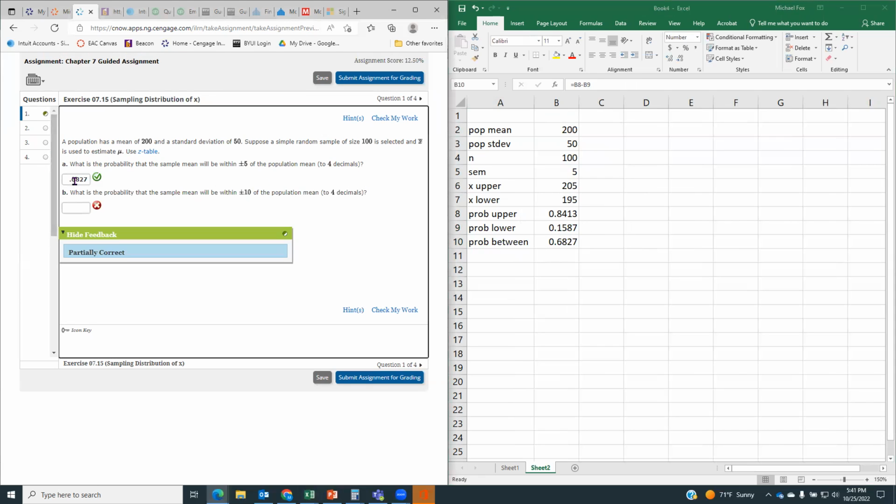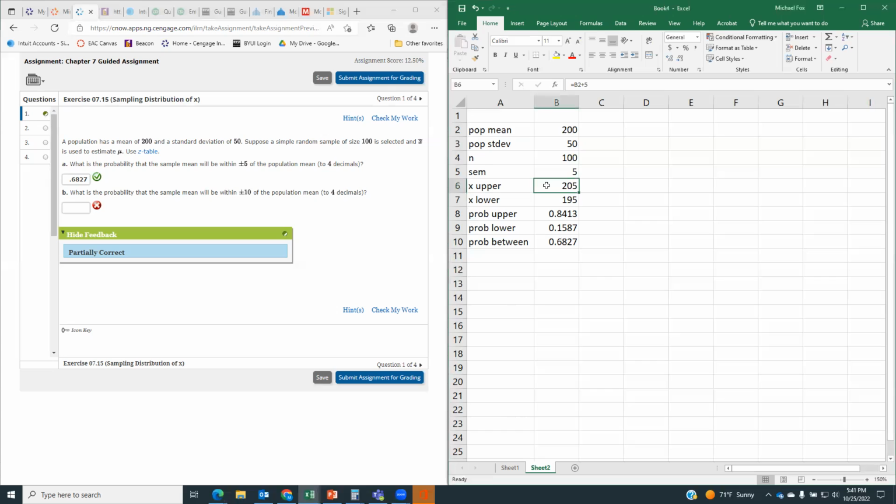And we are. And then the second question says, what's the probability the sample mean will be within plus or minus 10 of the population mean? So I can go in here and just change my x upper to the mean plus 10, and my x lower, the mean minus 10. That's going to recalculate my probabilities. And so my probability is 0.9545.